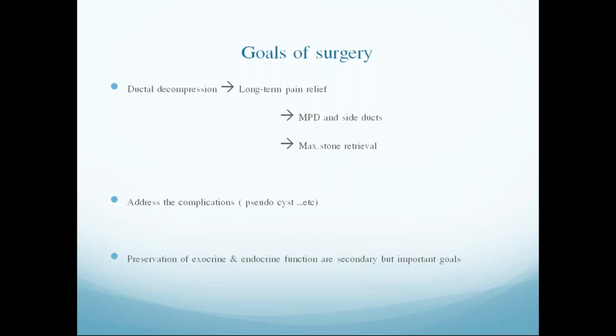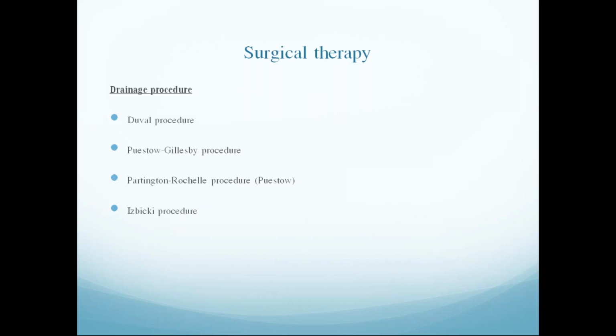To address the complications, there are many, such as pseudocyst and calcification. So we aim to prevent the symptoms caused by the complications of chronic pancreatitis. For example, a pseudocyst causes compression of the second part of the duodenum, which causes Wilkie's syndrome and gives the patient more intractable pain. So basically, to relieve the symptoms of these complications, we go for surgical therapy. Preservation of the exocrine and endocrine functions are secondary, but important goals.